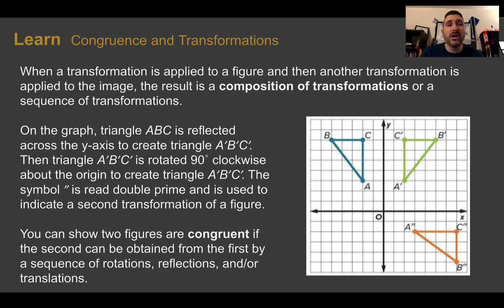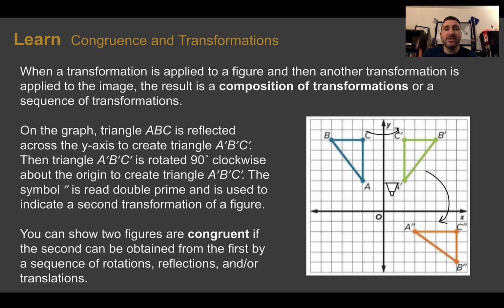Finally, in this lesson, let's learn about congruence and our transformations. When any of the transformations were applied, and then another transformation is applied, the result is called a composition of transformations, or a sequence of transformations. On our graph here, we can see that we have triangle ABC. First, it was reflected across the y-axis to give us A prime, B prime, C prime. Then, it was rotated clockwise 90 degrees, down to get A double prime, B double prime, C double prime. Notice, instead of it being prime, there are 2 quotation marks, so it's read as double prime. That shows us that that was the second transformation that happened.